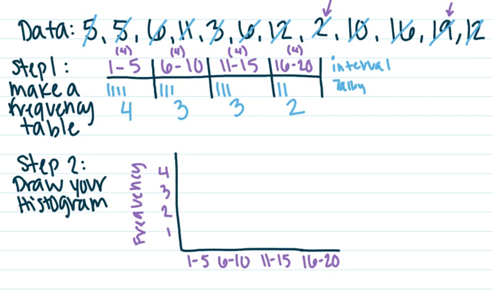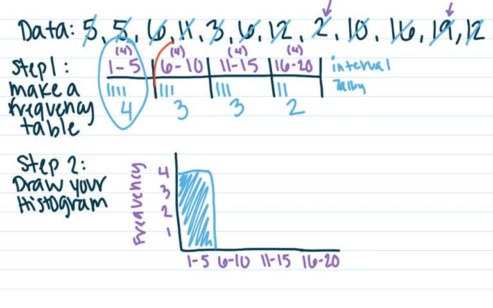So when I go to make my histogram, the big important thing is that you do not have any spaces between your columns. So my first column here is going to be 1 through 5, and that happened 4 times. So I go up to 4, and I draw a column. Now, I like to use different colors for my columns, and if I don't have colors, then I'll do different designs in my columns, because remember, there's not going to be any spaces between these columns, and so if you don't color them differently or do a design or something, then all of them look like one big blob, and so that can get kind of confusing at times.